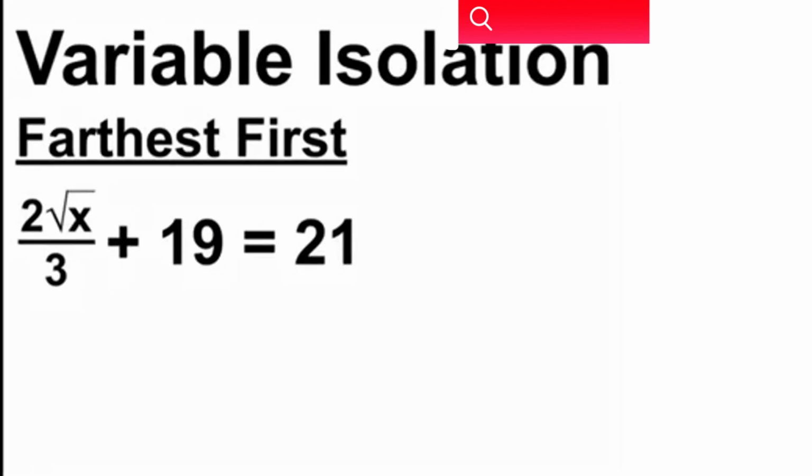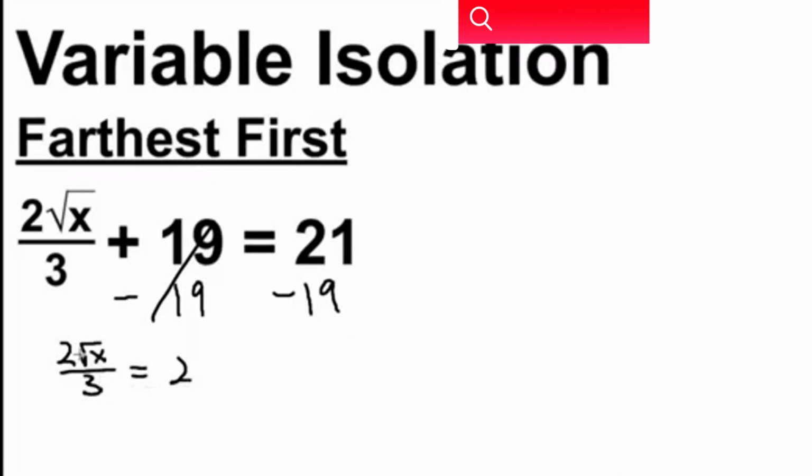So this is how we're going to run through and attack this problem. First, I'm going to see what's farthest from the x. Not that 2, not that square root, not that 3, it's the 19. So we're going to start by doing the inverse of adding 19, which is subtracting 19. I'm going to do it to both sides. We're going to subtract 19 from both sides. That cancels out, and of course now I'm left with 2 radical x over 3 equals 2.